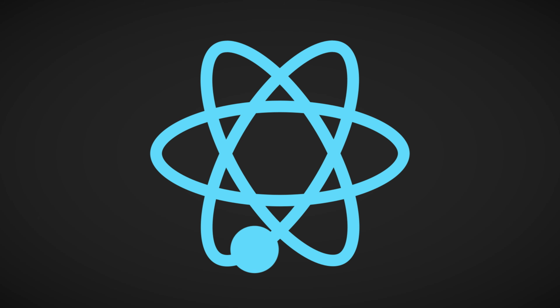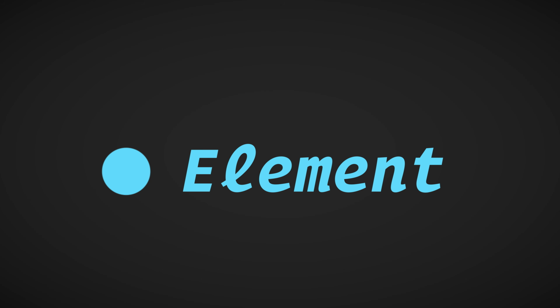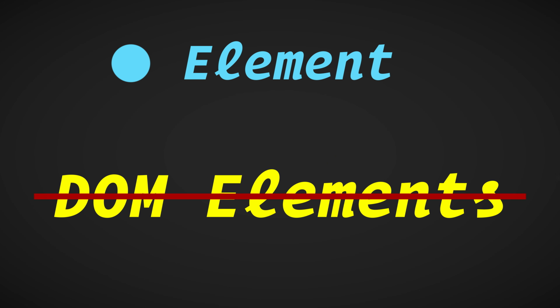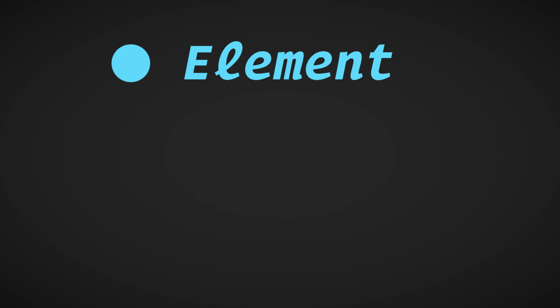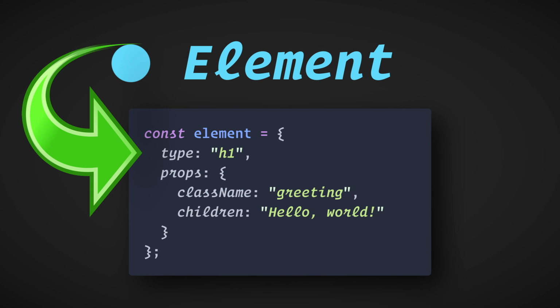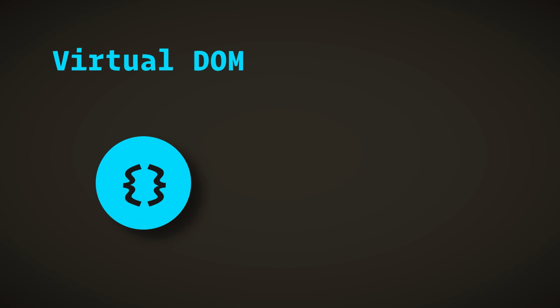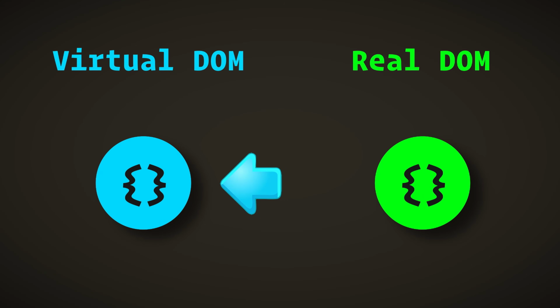Elements are the smallest building blocks of React. An element describes what you want to see on the screen. Don't confuse these React elements with browser DOM elements. Unlike browser DOM elements, React elements are plain JavaScript objects, and they are cheap to create. The React virtual DOM takes care of updating the actual DOM to match the React elements.